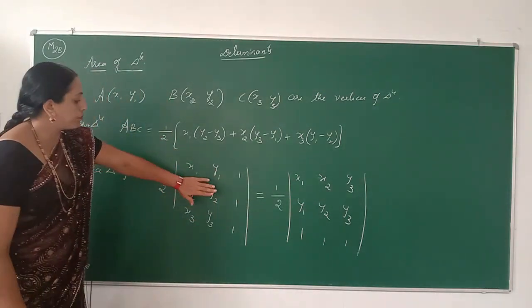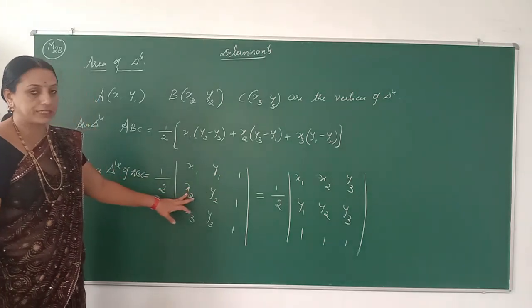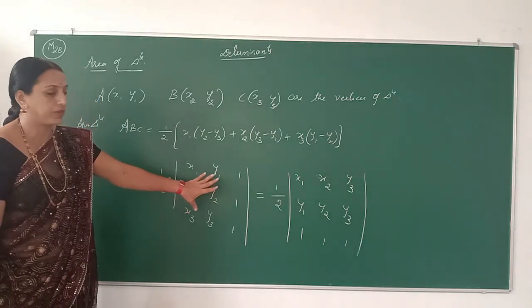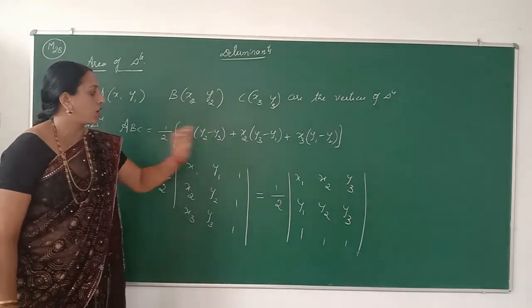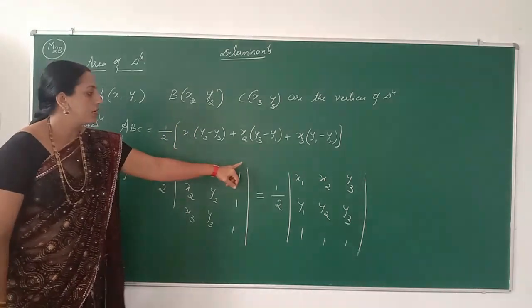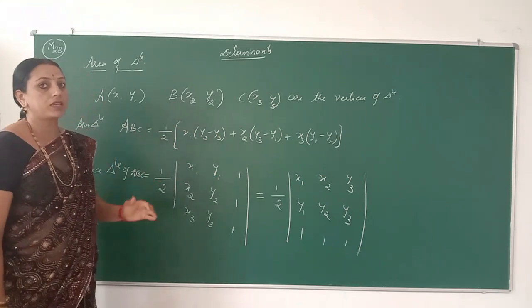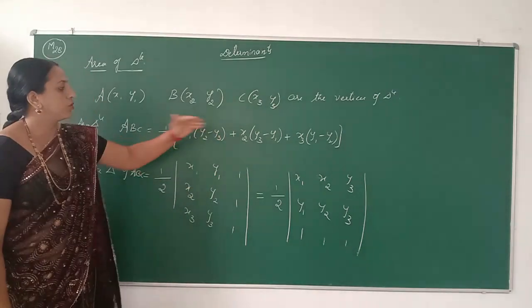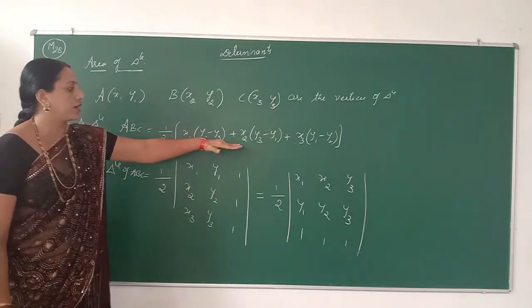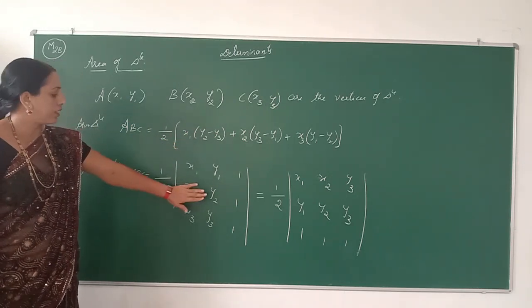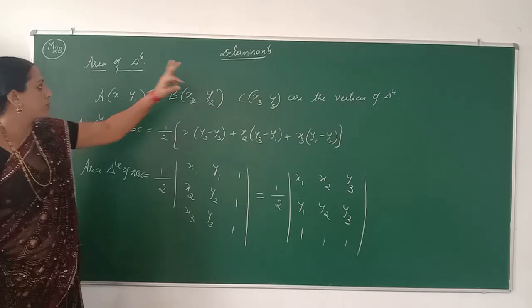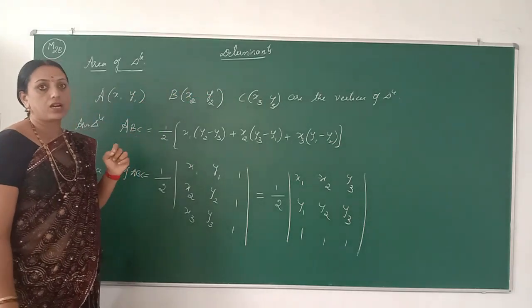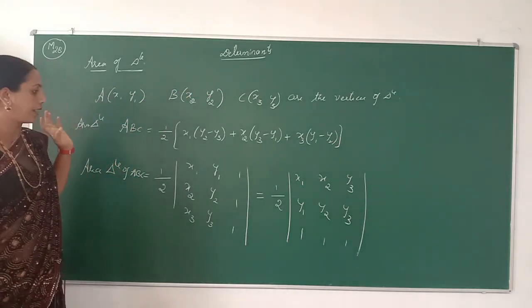After simplifying either of these two determinants, that is, expanding the determinant using alternating signs plus, minus, plus, we get the expression for the area. That is one of the formulas to find the area of a triangle by using the determinant. Now it is called the area of a triangle.